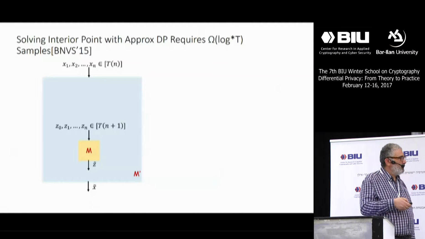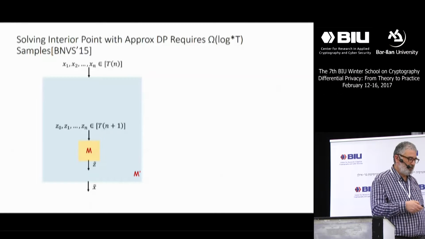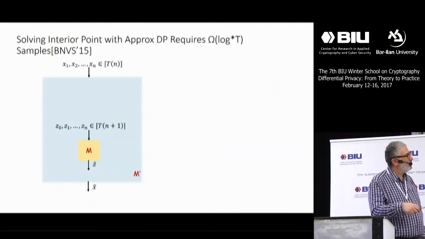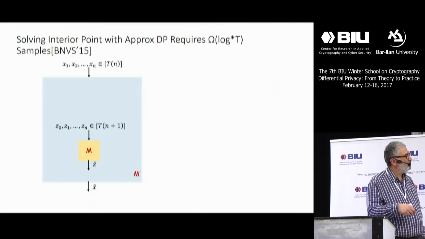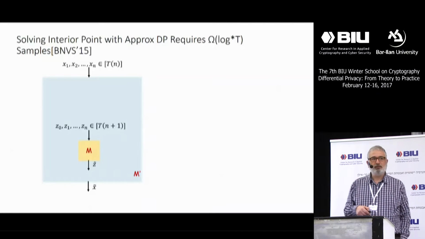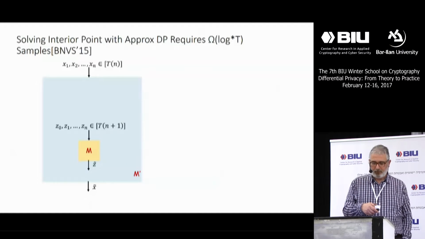But we're going backwards. So this mechanism now gets inputs from the smaller domain, t of n. Here it was t of n plus 1, and it has fewer inputs. Here we had n plus 1 inputs, here we only have n inputs. And it will manage to output an interior point of this input set.